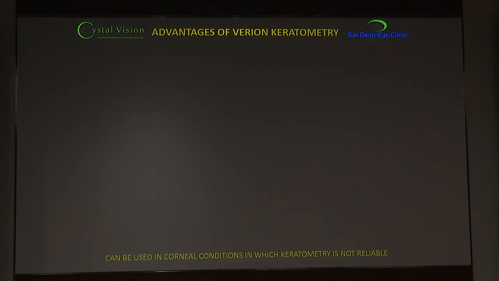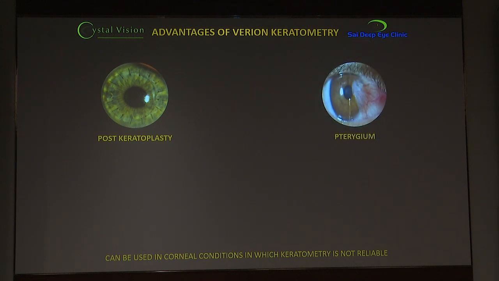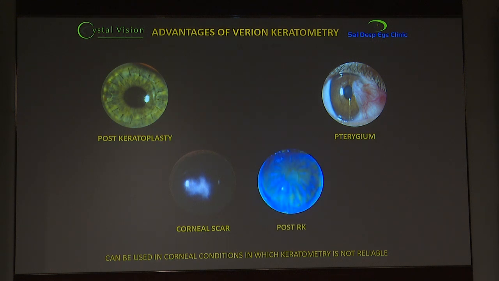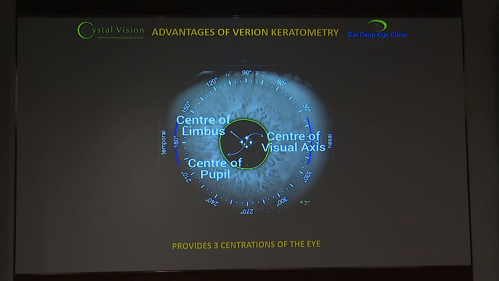So what are the advantages of the keratometry when done on the Varion? This can be used in cases of bad corneas where other keratometry methods are not reliable, like post-operative, post-keratoplasty, pterygium with a corneal scar, or in cases of post-RK. At the same time, with the help of the Varion, you can have 3 different centers which can be measured.